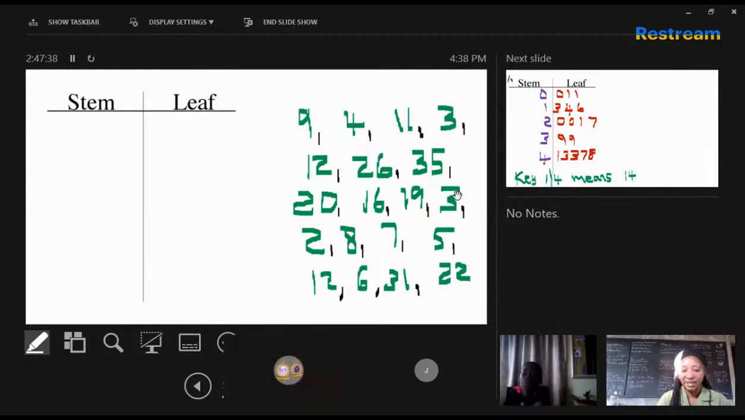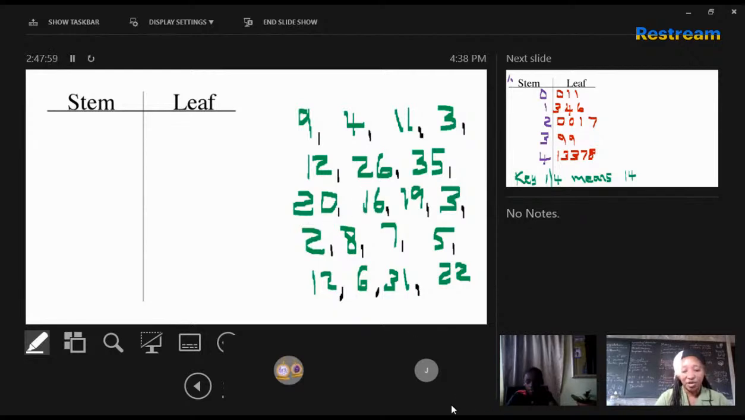So all the numbers that have the same first digit, they would go in the same row, and you just have to write the stem once, and you'd know that every other number that appears in the leaf, those digits go with the stem.